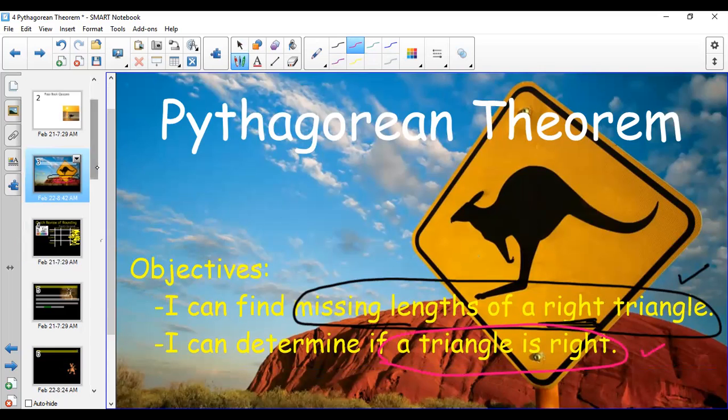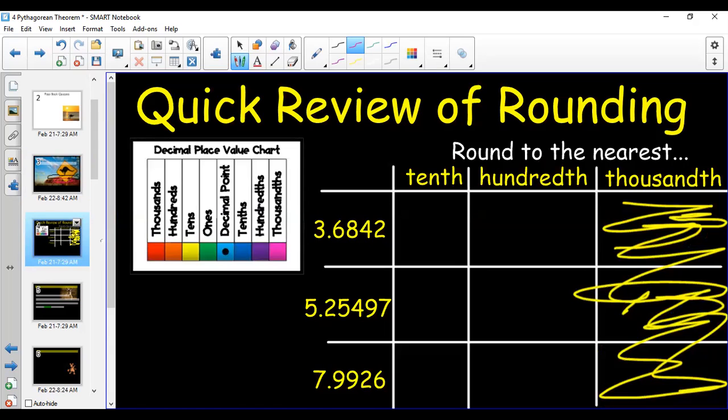Now, before we start talking about triangles, I've had some students in the past miss these questions just because they couldn't remember how to round. So let's see how well you guys remember rounding. Okay, so we're going to round these numbers. Let's do to the 10th first, and then we'll do to the nearest hundredth afterwards.